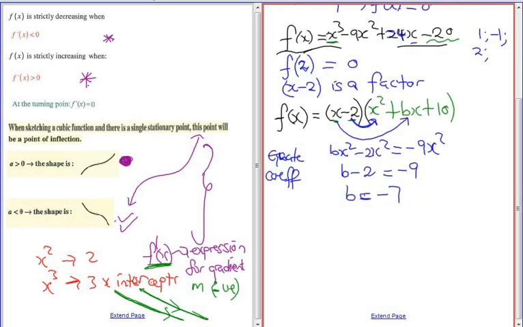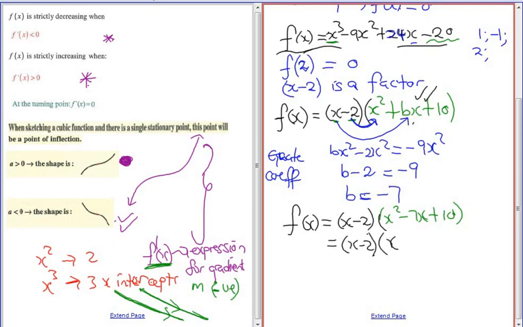So let's now fully factorize f(x). We are going to substitute the b value back here. So I'll have x minus 2, and don't forget that one is now x squared minus 7x plus 10, like this. And notice the second bracket can still factorize, so let's factorize it. What are those two numbers you're thinking of that will multiply to give you 10 and when you add, you get negative 7? You are right, that's negative 5 and negative 2.